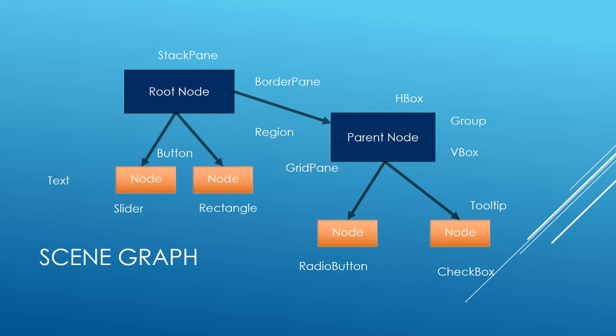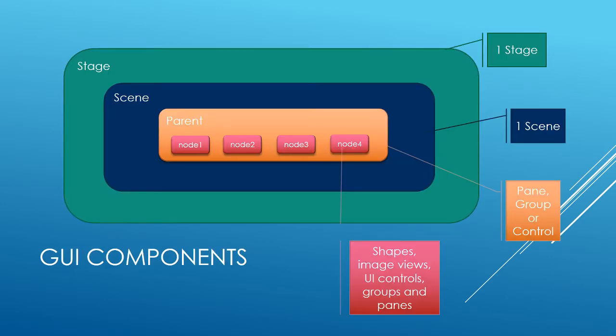If we think about it from a graphical standpoint, we can have a root node that can have nodes displayed upon it, can have a parent node displayed upon it, and that parent node can have additional nodes like radio buttons and checkboxes. Parent nodes would be things like groups, VBoxes for vertical boxes, HBoxes for horizontal boxes. Our root nodes can be any of the panes, the stack pane, border pane, grid pane. So you'll see that our different components have to be placed in different orders to build our GUI screen.